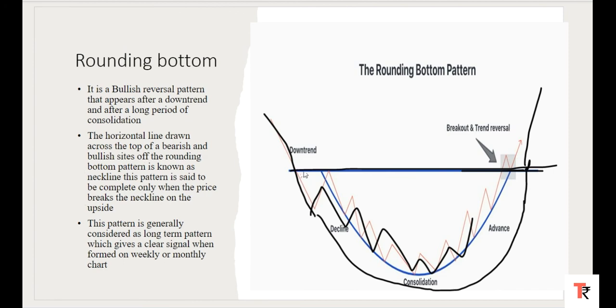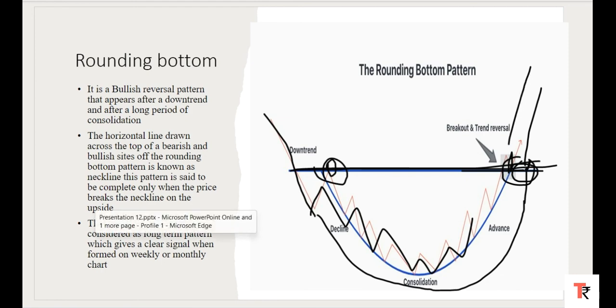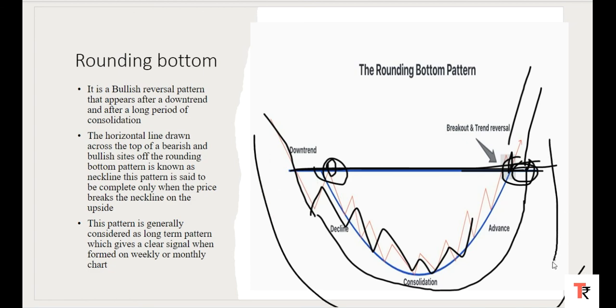You will draw the horizontal line between the top, the bearish side, and the bullish side of the rounding pattern. You will find a bearish one, the top one, and the bullish one. You will draw a neckline at this, and once the price breaks this neckline, you will go long. This particular chart pattern is always better used on a weekly or a monthly chart. It gives you good clarity when this pattern is formed on these time frames.